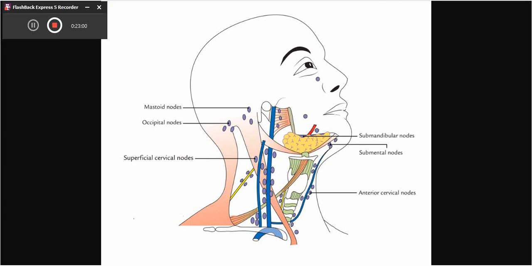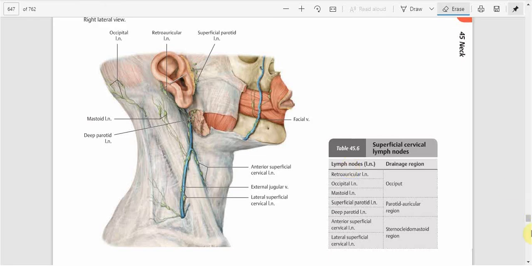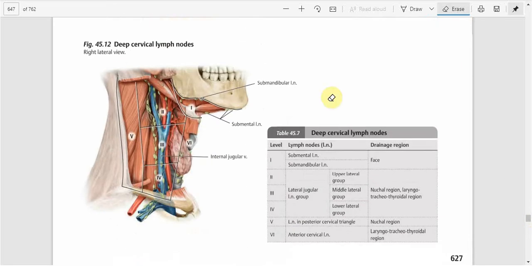Now let's talk about the deep group over here. And we have the deep group over here: submental lymph node, submandibular lymph node, upper lateral jugular lymph node, middle lateral jugular lymph node, lower lateral jugular lymph node, and the lymph nodes in the posterior cervical triangle.